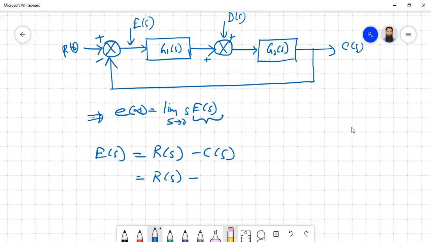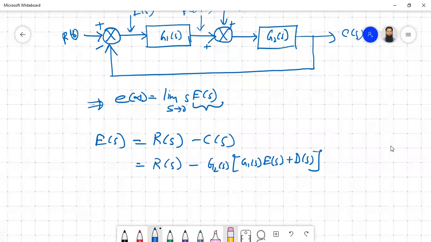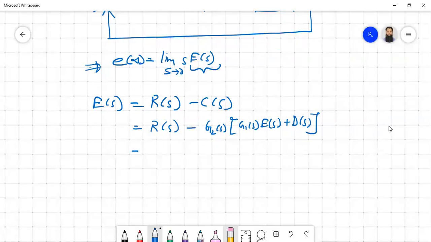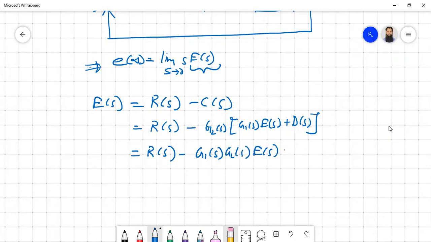R(s) minus, so the signal that is coming here is E(s) into G1(s). So these two are added, then multiplied with G2. So basically what we can write here is G2(s) into G1(s)E(s) plus D(s). Okay, so what we have here is R(s) minus G1(s)G2(s)E(s) plus G2(s)D(s).